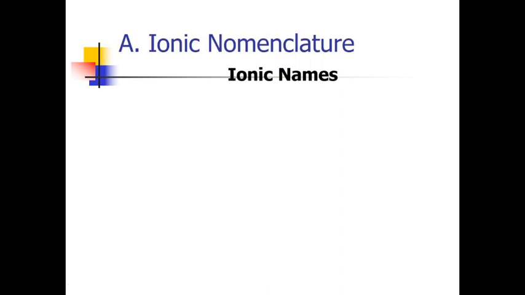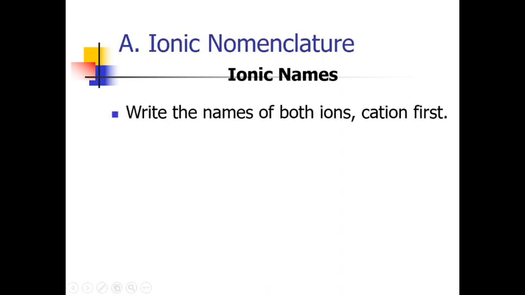Now moving on to ionic names. You're going to write the names of both ions. Again, the cation comes first. I won't ever, whether it's a worksheet, homework, or in class, give you the cation and anion backwards. Whether it's the name or a formula, it's going to be given to you in the proper order.